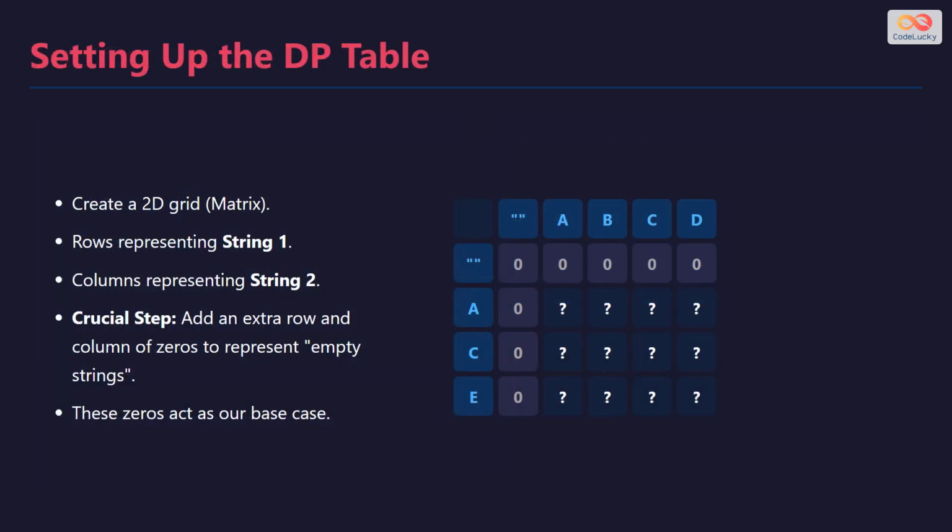To optimize this and avoid recalculating the same things over and over, we use a dynamic programming table, or a grid. We create a matrix where the rows represent one string and the columns represent the other. A pro tip here is to add an extra row and column filled with zeros. These represent comparing against an empty string, which naturally has an LCS of 0. This serves as our base case.